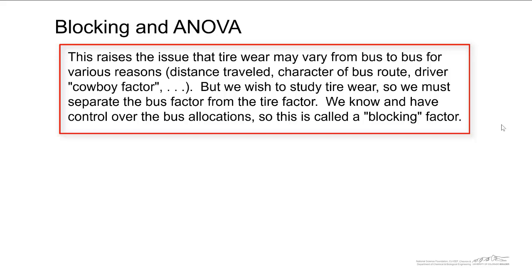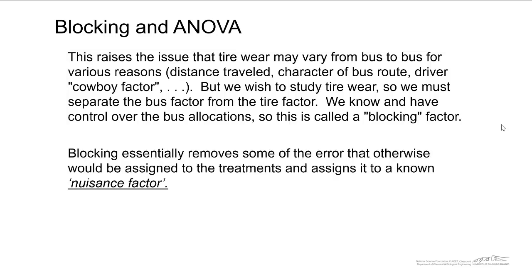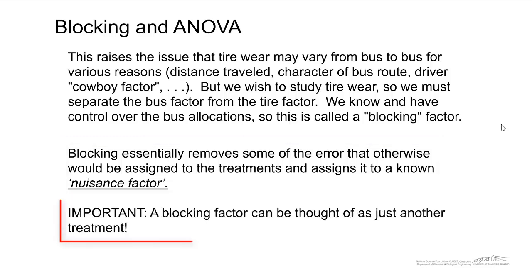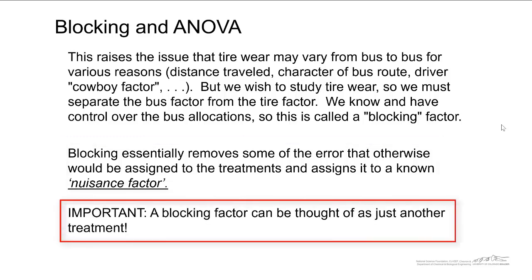We know and have control over the bus allocations, so this is called a blocking factor. A blocking factor has to be something that you can control. Blocking essentially removes some of the error that otherwise would be assigned to the treatments and assigns it to a known nuisance factor, or the blocking factor. Importantly, a blocking factor can be thought of as just another treatment, and so we can use two-way ANOVA to analyze the results of a blocking experiment.